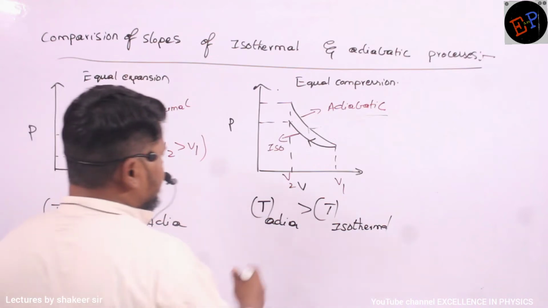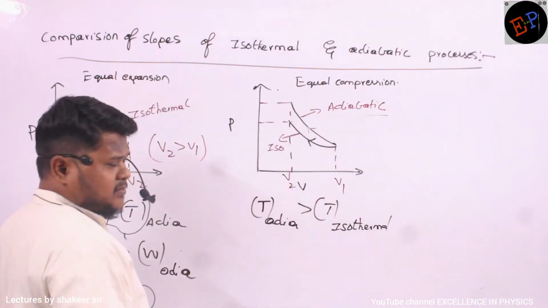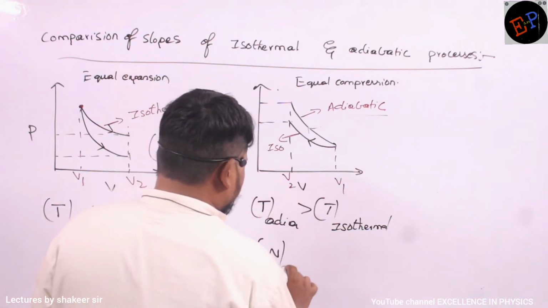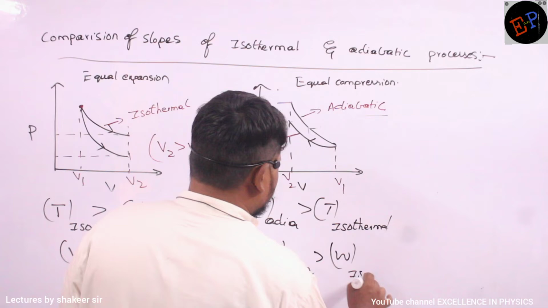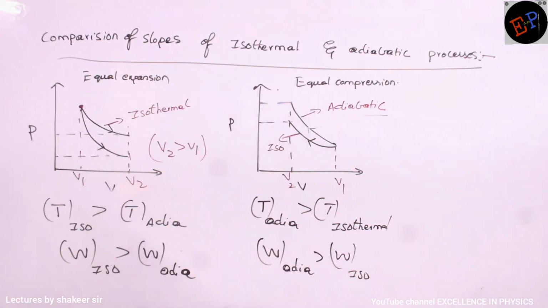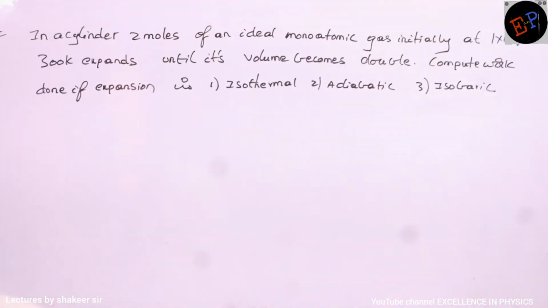What about here? Which area is greater? Area under adiabatic is greater when compared to isothermal. So therefore, work done under adiabatic process is greater than work done under isothermal process. Is it clear? So this much information I can get from these concepts of equal expansion and equal compression. Okay, so let us see the question.